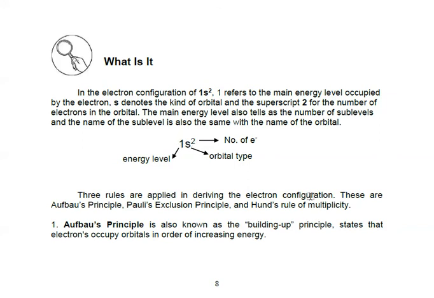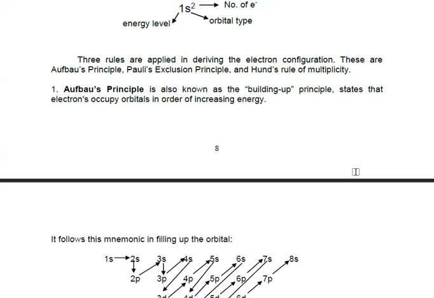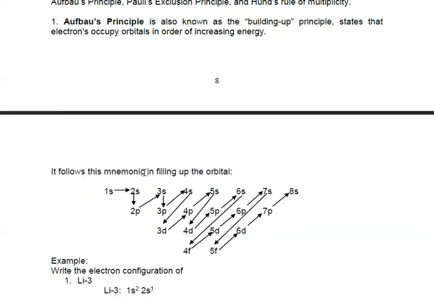Alright? So these are some rules that are applied in deriving the electron configuration. Let's begin with Aufbau's principle, which is also known as the building up principle. And it states that electrons occupy orbitals in order of increasing energy. It follows this mnemonic in filling up the orbitals. So if you notice, you have 1s up to 8s, and then it starts with 2p up to 7p, 3d to 6d, and 4f to 5f.